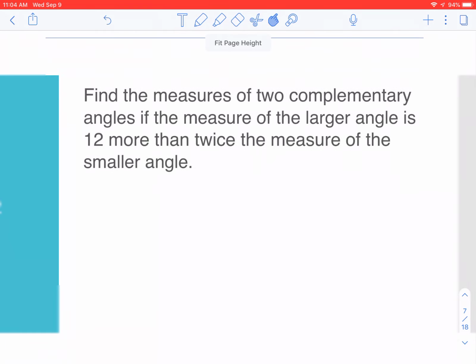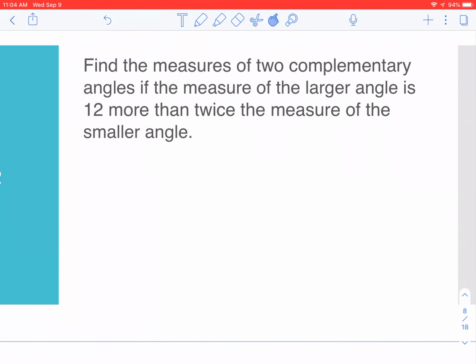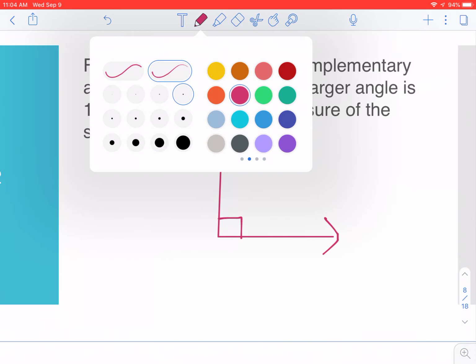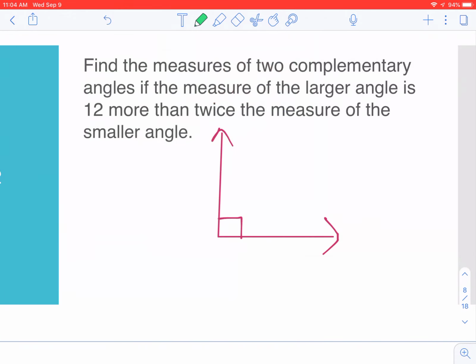Okay, so what we're going to do here is we have some word problems. I'm just going to write out the math, and we're going to solve. So I'm going to draw a 90-degree angle. Why? Because they're complementary. So there we go. Two complementary angles. So let's draw a ray in here.